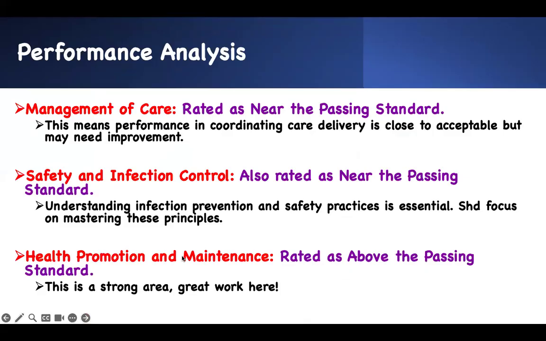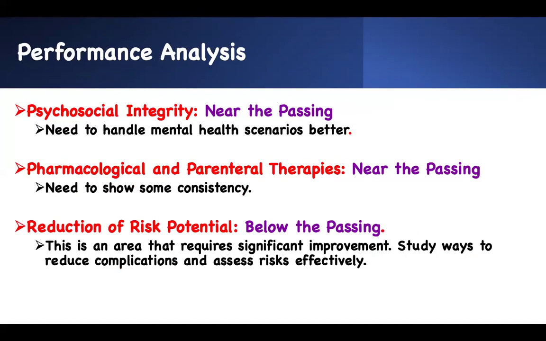This is how I analyze the results. So management of care, they were near passing. That means their performance in coordinating care is close to acceptable, just average, but it needs some improvement. Safety, the same thing. They need some improvement in terms of infection prevention and safety practice. They need to master that area. Health promotion, they were like perfect. They are very good at health promotion, looking at what is going to happen and educating the patient. So a very strong area.